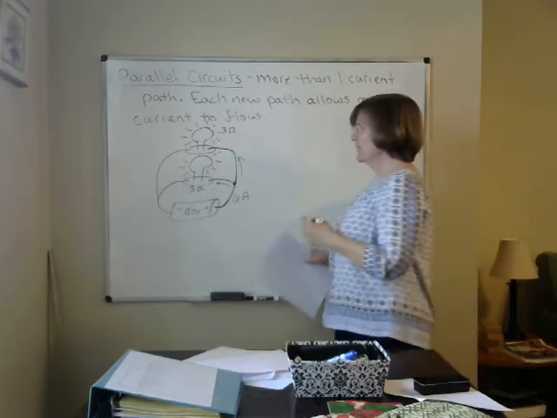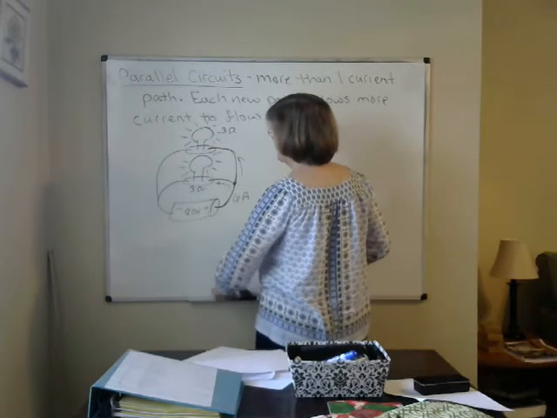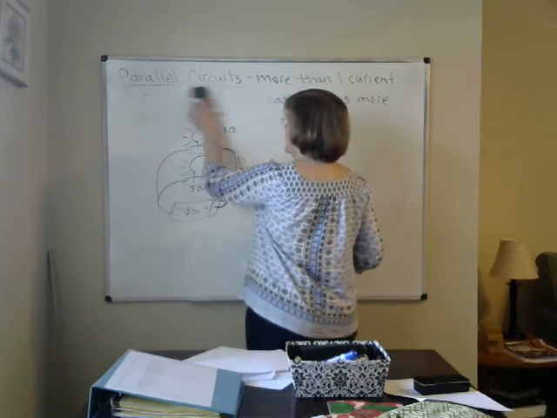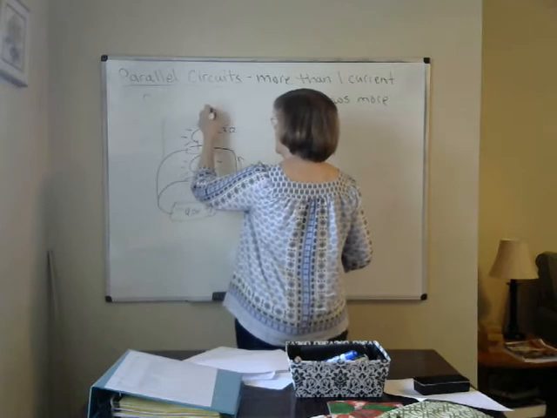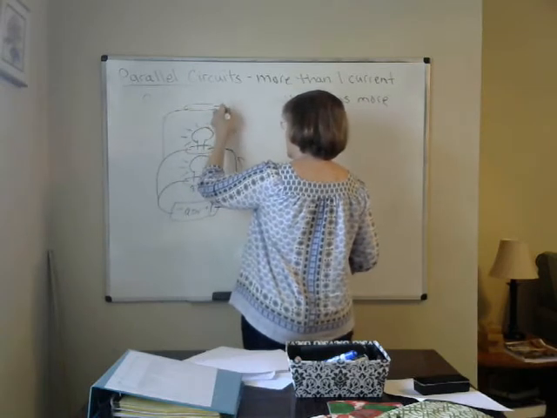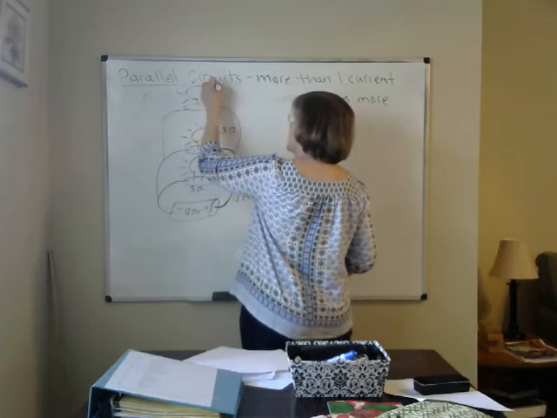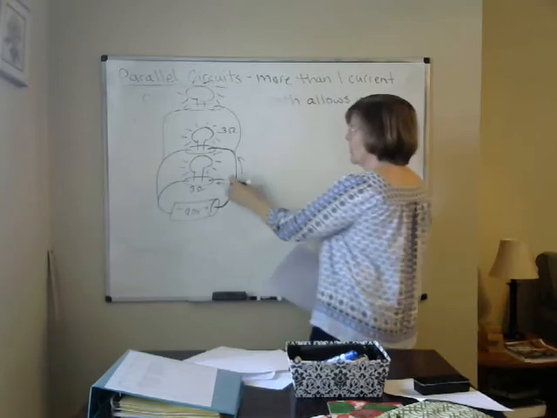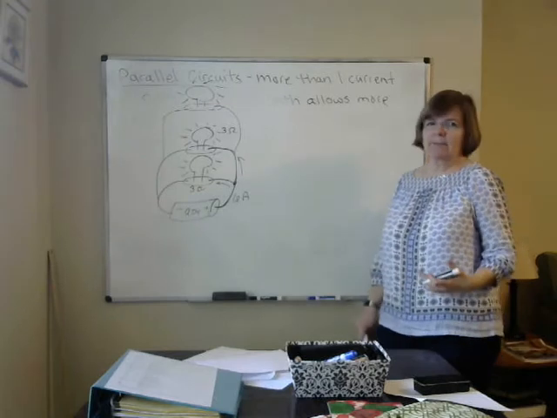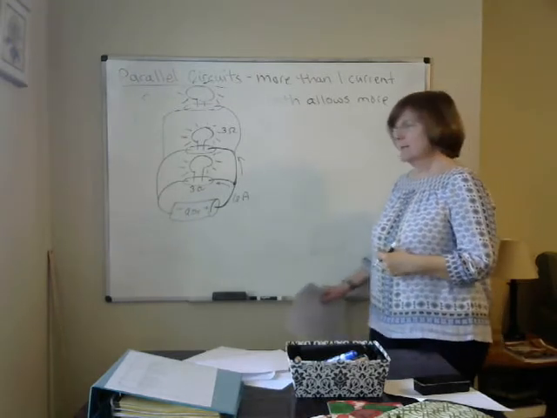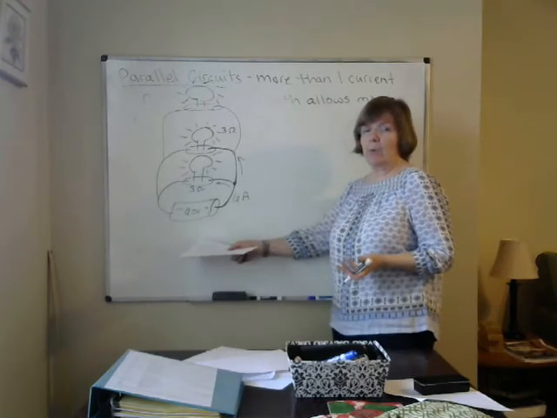Now, if I add a third branch, I'll have to erase this because I want to add it up above. Well, again, if it's got the same light bulb that draws 3 amps, well, now this one's drawing 3 amps, and this is drawing 3 amps, and this is drawing 3 amps, now the battery's supplying 9 amps. So one of the disadvantages is it's going to drain that battery quicker if we're relying on batteries.